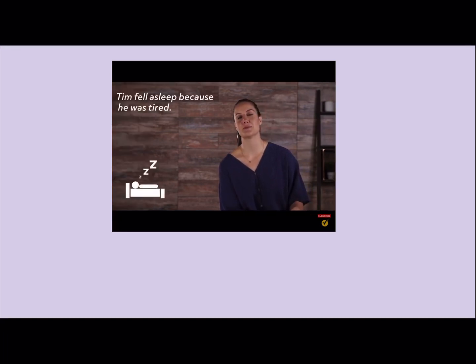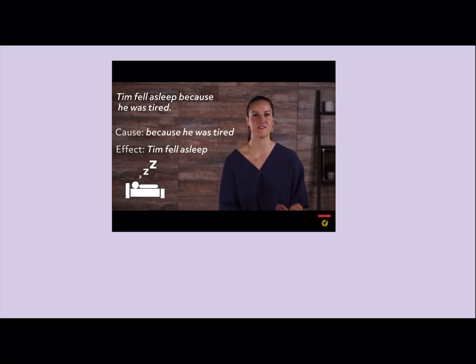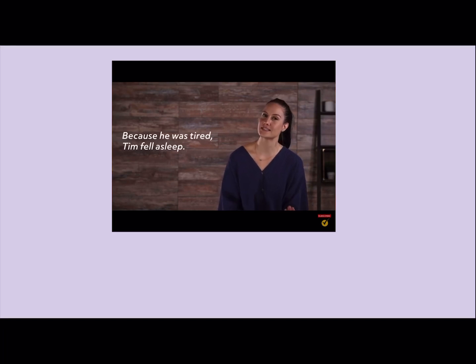Tim fell asleep because he was tired. Cause, because he was tired. Effect, Tim fell asleep. Keywords, because. The word because is used to introduce a cause in a story. This sentence is probably written inverted from how you might usually see the word because used in a cause and effect example. You might also see the sentence written in this order. Because he was tired, Tim fell asleep.